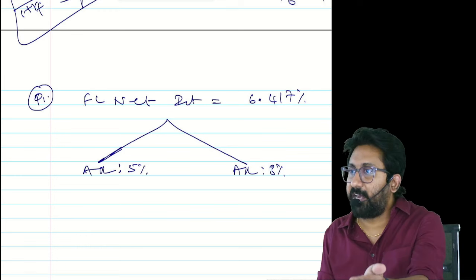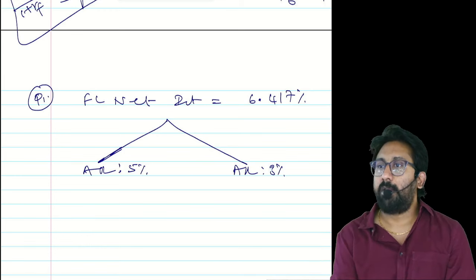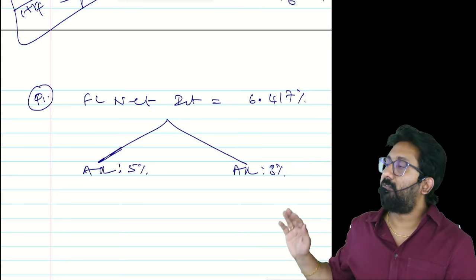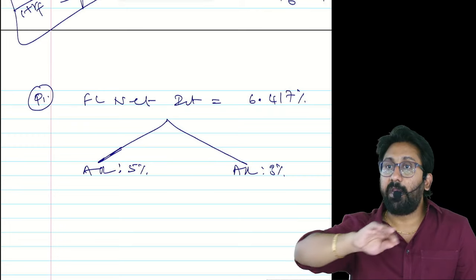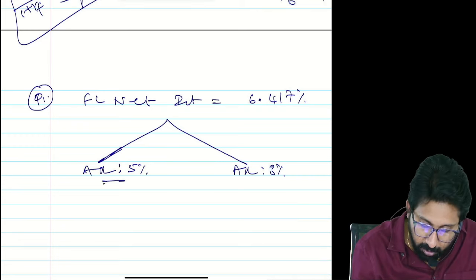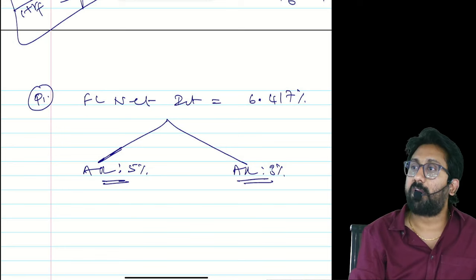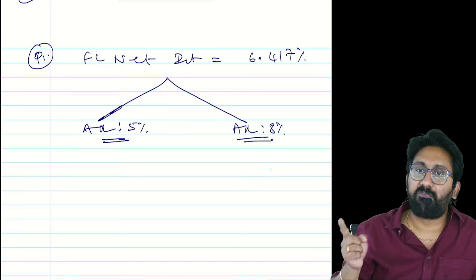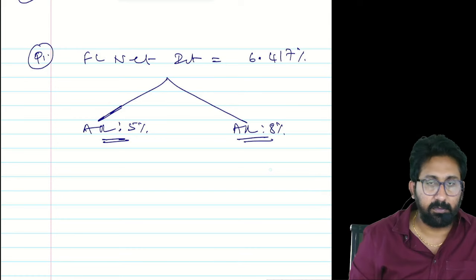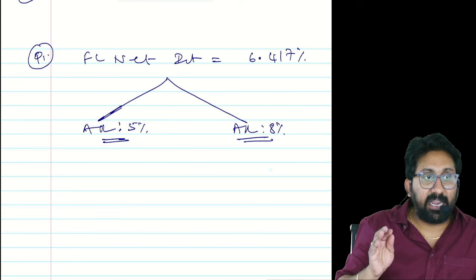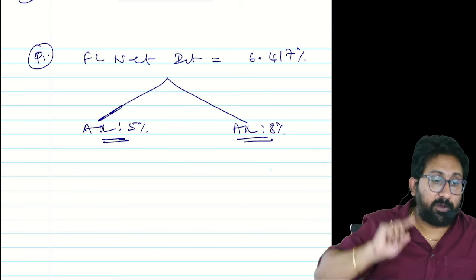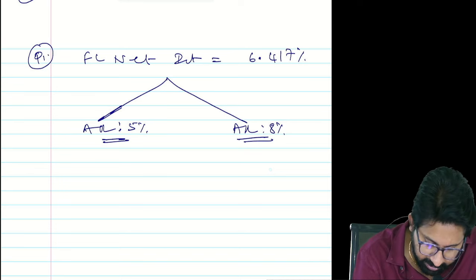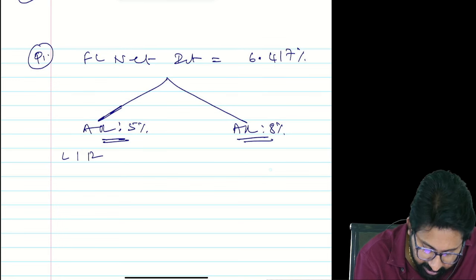So then why did we enter into 6.417? Listen carefully. This is called a forward rate agreement. Really, you will not borrow at 6.417. You will not lend at 6.417. What is the rate of interest prevailing in the market after 2 months? Now you tell me, what is the locked interest rate?